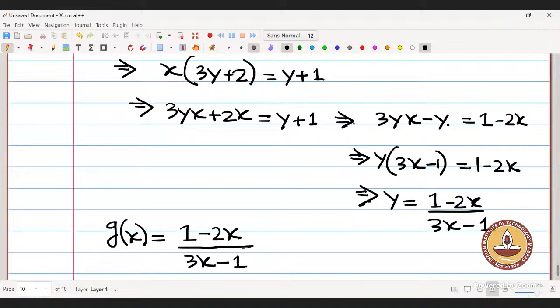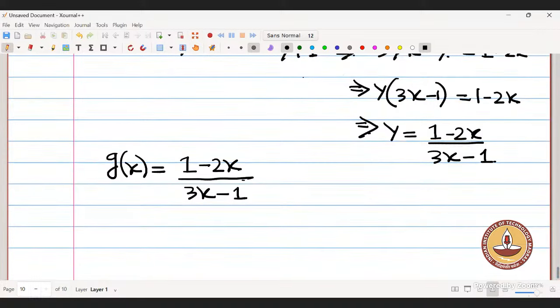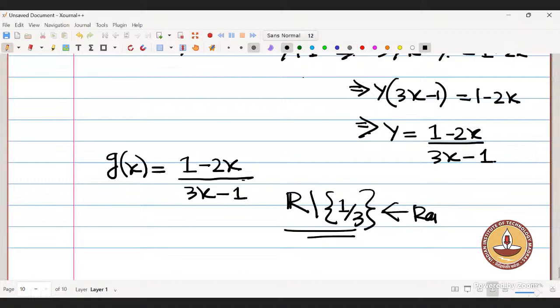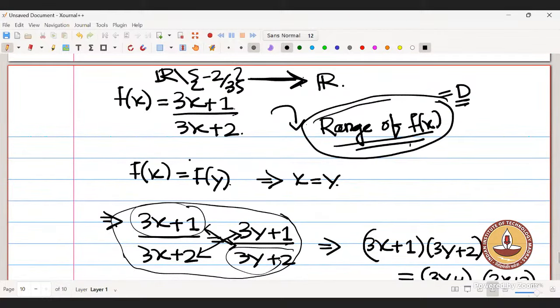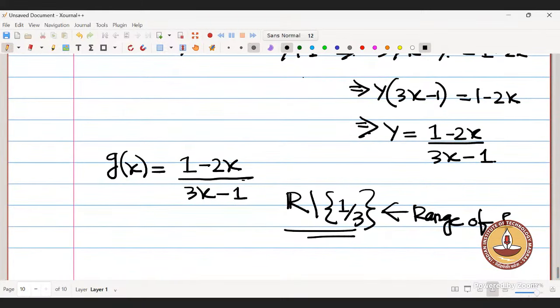Now you tell me what is the domain of g of x? All real numbers except 1 by 3, right? Yes, sir. So this is precisely the range of that. What is the range of this? Once you have this g of x, from here itself you can say what is the range of this.